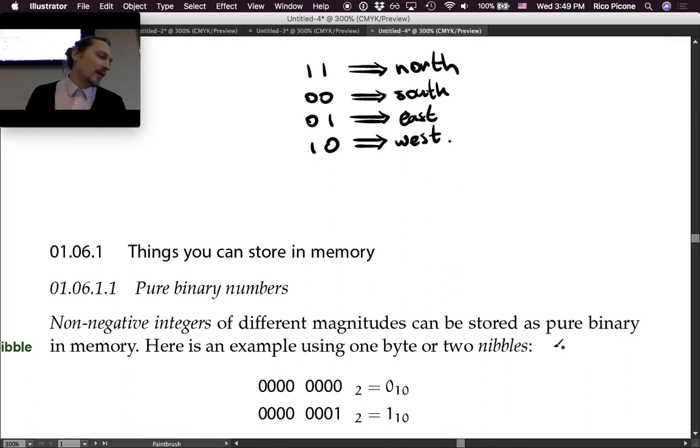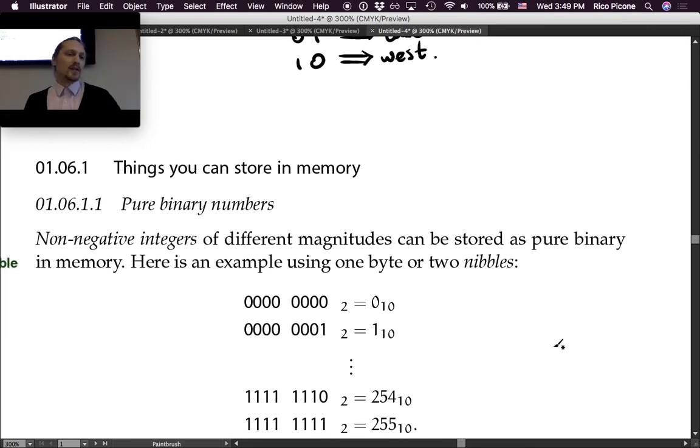So let's talk about things you can store in memory. The first, and I think most obvious, is pure binary numbers. So non-negative integers of different magnitudes can be stored as pure binary in memory.